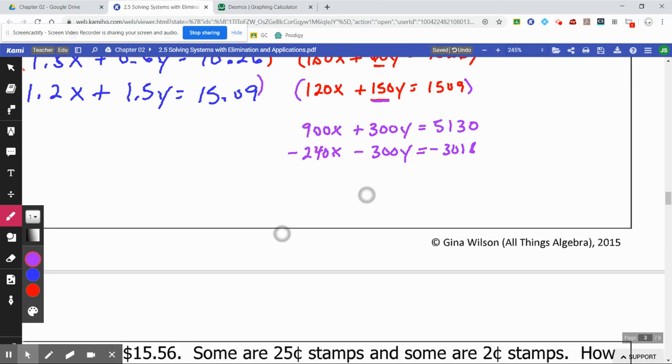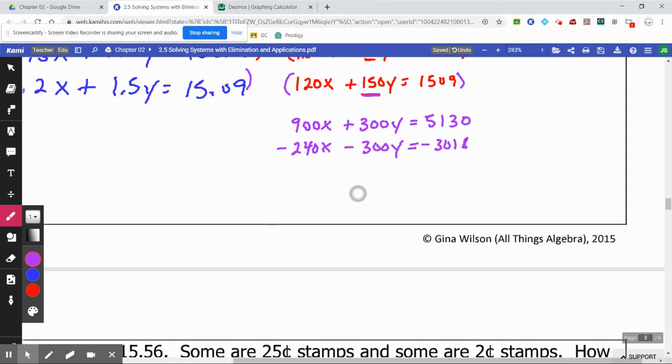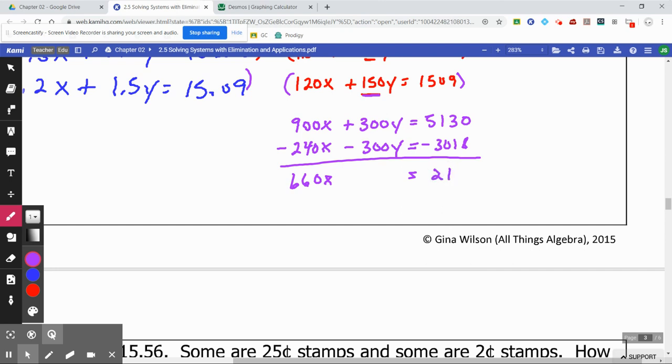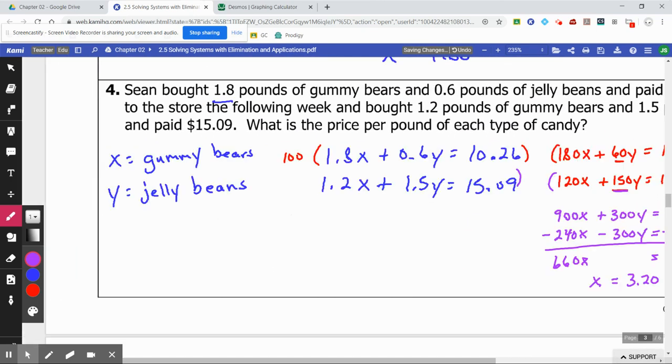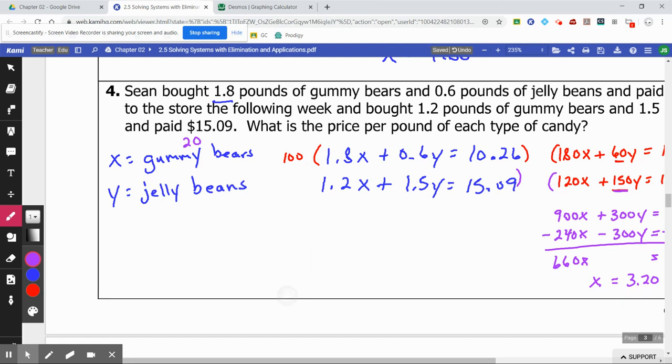So we see now that my y's will cancel using elimination. So let me draw me a line there. That gives me a total of 660x equals 5130 minus 3018, 2112. And then when you divide by 660, that tells you that x is equal to $3.20. So let's go back and see how we define these. So my x value is now $3.20. So now let's use that x value to figure out how much my jelly beans now cost.